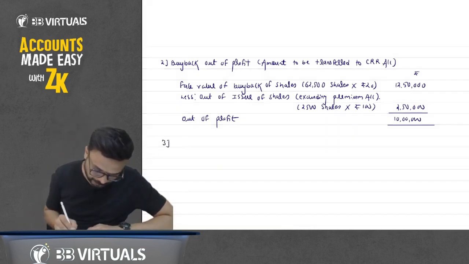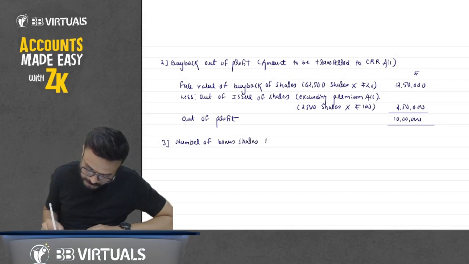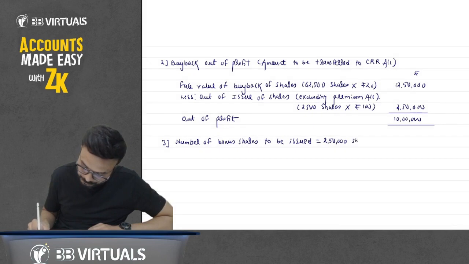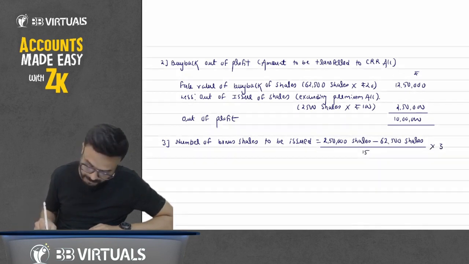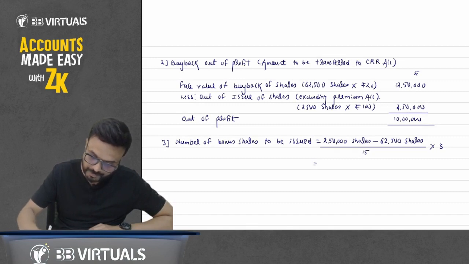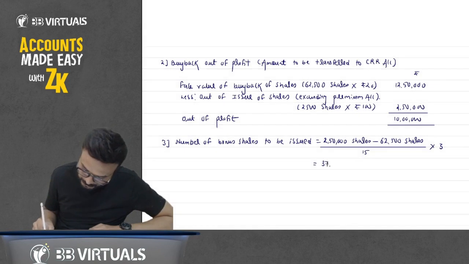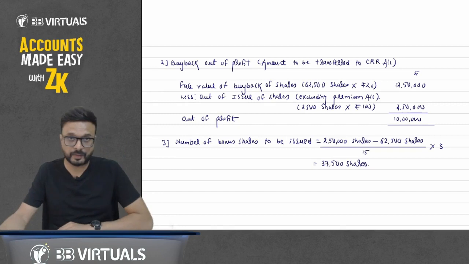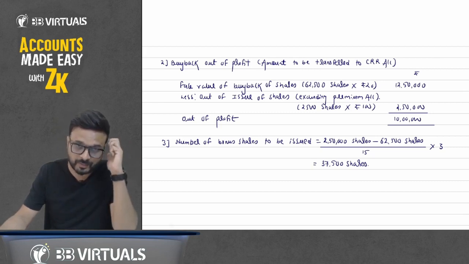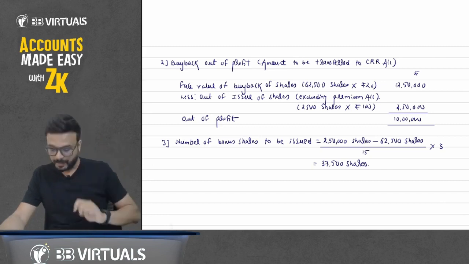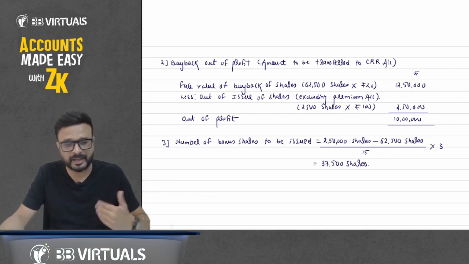So working note number 3, number of bonus shares to be issued. So total number of shares we have, 2,50,000 shares minus 62,500 shares, divided by 15 multiplied by 3. How much is it? 2,50,000 minus 62,500 divided by 15 multiplied by 3. That is 37,500 shares. Okay, this 37,500 is bonus shares. Done. Now it is also asking to prepare the balance sheet, but we will do that in the next session.